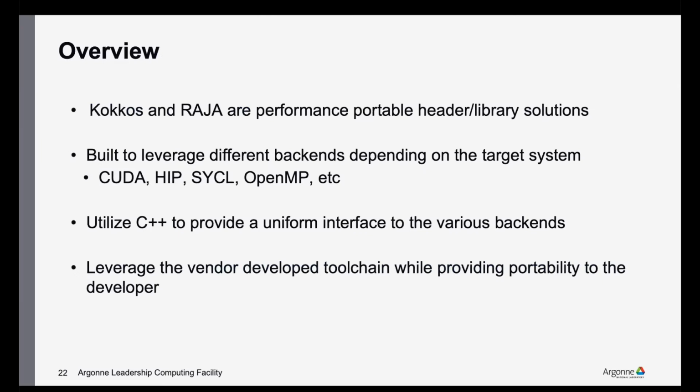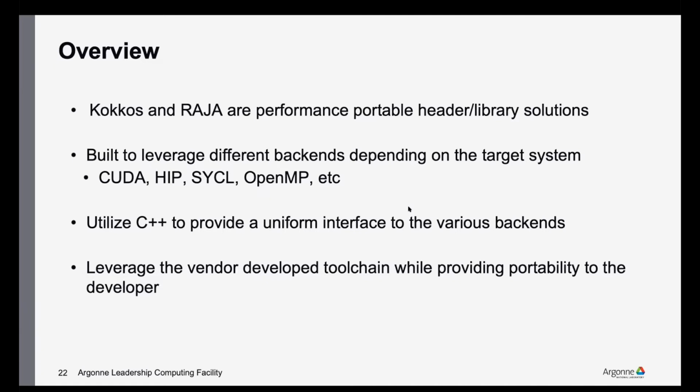Next, I'm going to get into RAJA and Kokkos. So RAJA and Kokkos are ECP. They're from the DOE labs. They're basically performance portable solutions that tend to be header and library solutions. So they sit on top of these other programming models, but they're meant to be widely portable. They're supported by the labs. There's no direct industry vendor that's building them.